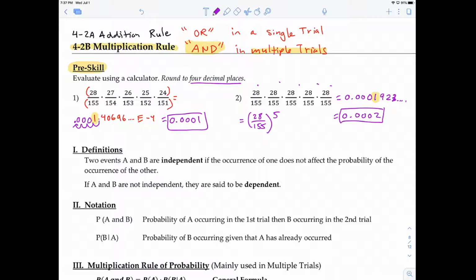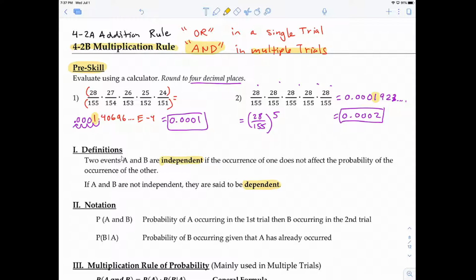Whereas with the addition rule, it was just one trial, meaning if we were making a random selection, we were just selecting one person or one item, and we were looking at probabilities of A or B, right? We're looking at the probability that one item is either A or B. And the multiplication rule is with "and". Because of the multiple trials, we have to consider whether events are independent or dependent of each other. So all that means is the following.